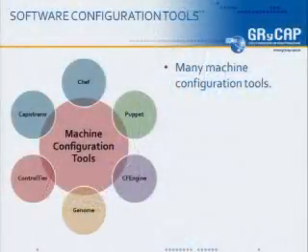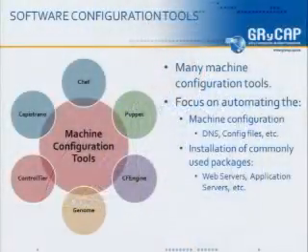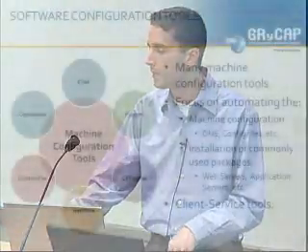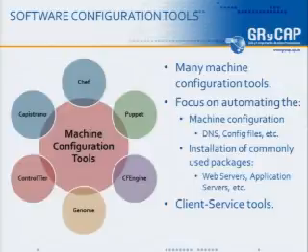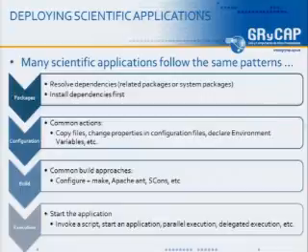We can currently find lots of tools out there for machine configuration, which allow dealing with automatic machine configuration and also the installation of commonly used packages, very comprehensive tools. Many of them are in the shape of client service tools, but we wanted to focus on the specific workflow for deploying scientific applications. And things typically go like this. First of all, you have to resolve dependencies. Applications might depend on other related packages or system packages, so the dependencies have to be installed first. Then you have to configure applications, which means a subset of actions: copying files, changing properties, declaring environment variables. Then you have to build the application using different build systems. And you finally have to start the application, which, depending on the application, might require invoking a script, starting an application, parallel execution, or whatever.